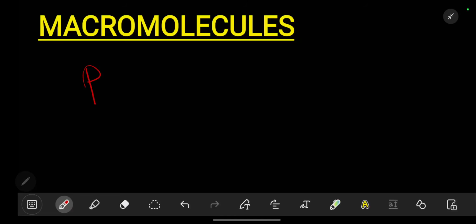So here today we are going to be looking at the macromolecules, a section of the macromolecules which is our proteins, which is a continuation. So we said that in the previous video for carbohydrates. Macro means big, so these are just big molecules.